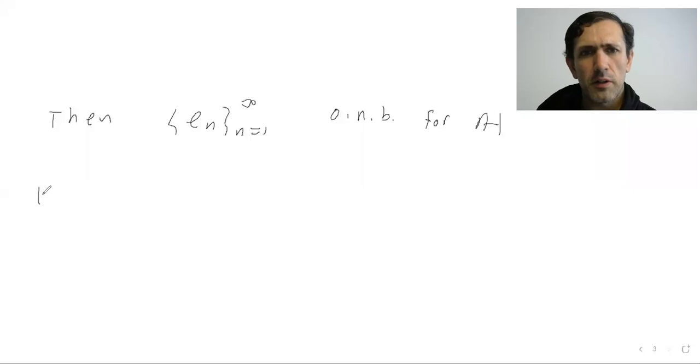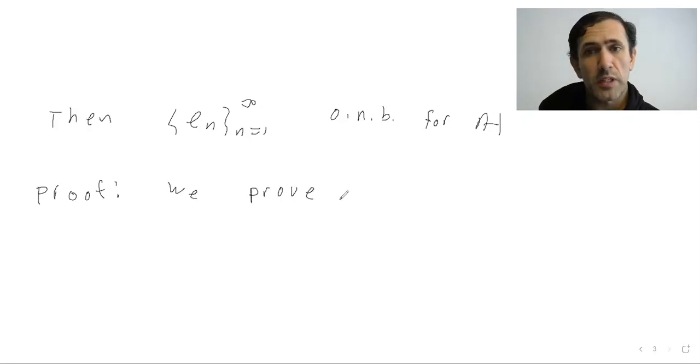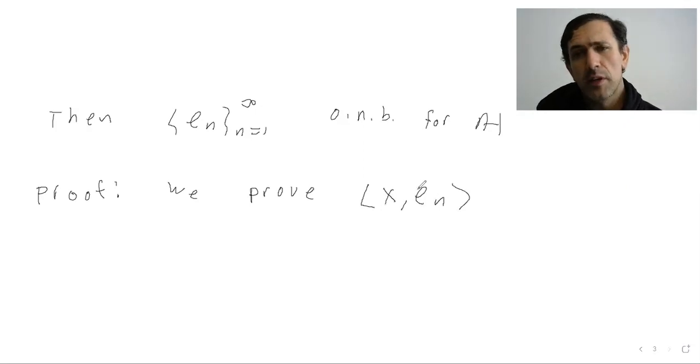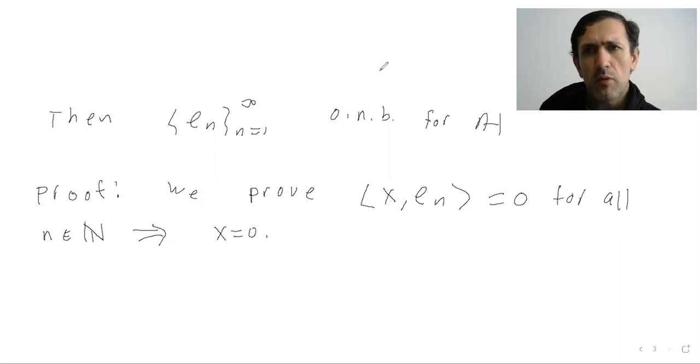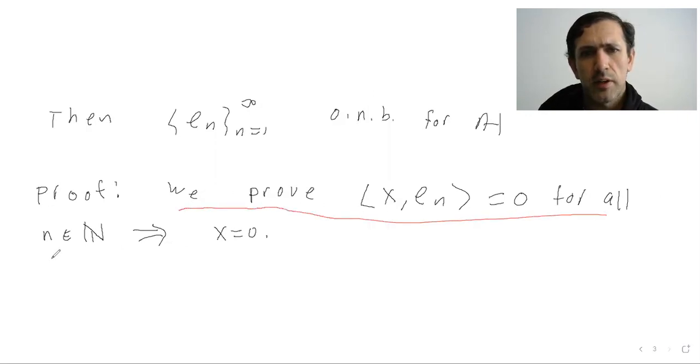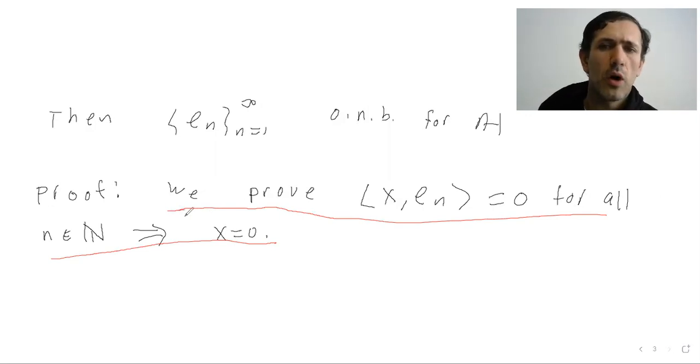And the proof is not hard at all. What is the proof? So this is often how you want to, in practice, prove something is an orthonormal basis. It's an incredibly useful proof strategy: simply prove one of the conditions that we know is equivalent to e_n being an orthonormal basis, and that is that the inner product of x with e_n equals 0 for all natural numbers n implies that x equals 0. All right, so this is our task here. If we do that, then from what we had in the last video, this will imply that e_n is an orthonormal basis for my Hilbert space.